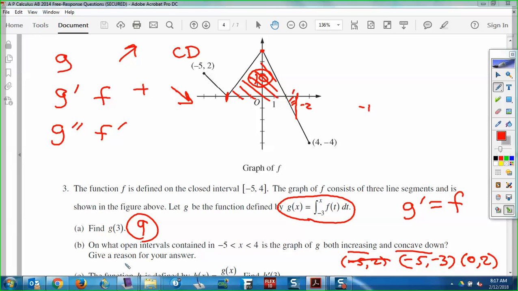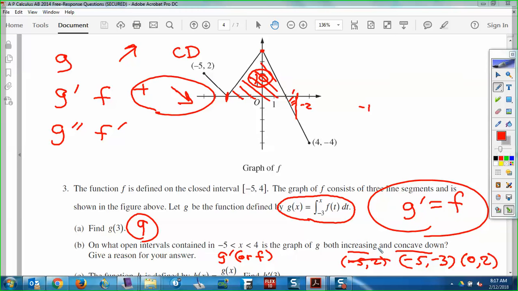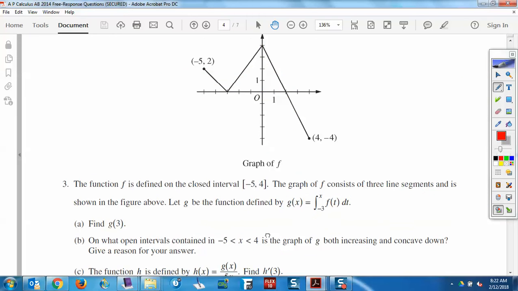And then you give a reason for your answer. This is when g prime, and a lot of times I would put in parentheses, or f, but since I've made this connection right here, that g prime is equal to f, since I've written that on my paper, I can talk about g prime and know I'm talking about the graph of f. So when g prime is both positive and decreasing is when g is increasing and concave down. Okay, and that would be my rationale. But again, it's really just a chart question.